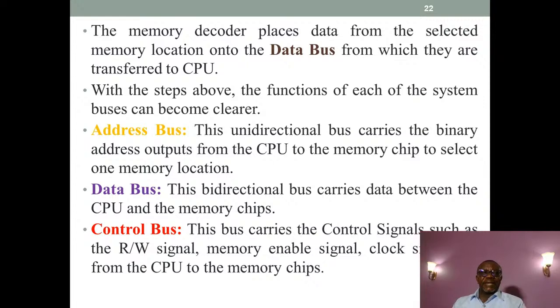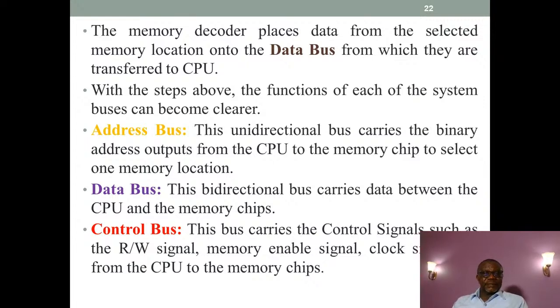1, the address bus, say that this is a unidirectional bus that carries the binary address outputs from the CPU to the memory chip to select one memory location at a time. We will do example immediately after this.